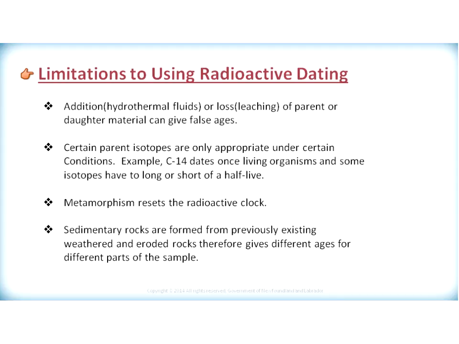Some limitations to using radioactive dating. When a radioactive sample decays to form a stable daughter product, if we have the addition or loss of any parent or daughter during the decay process, the results that are given can be false. Certain parent isotopes are only appropriate under certain conditions.